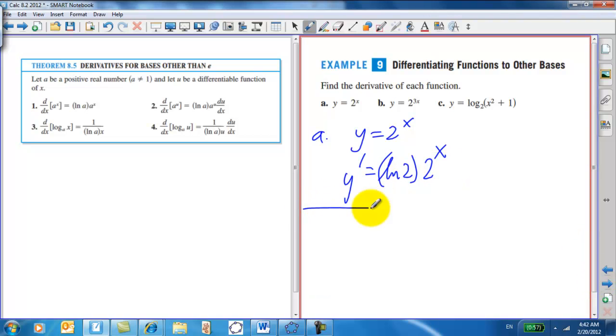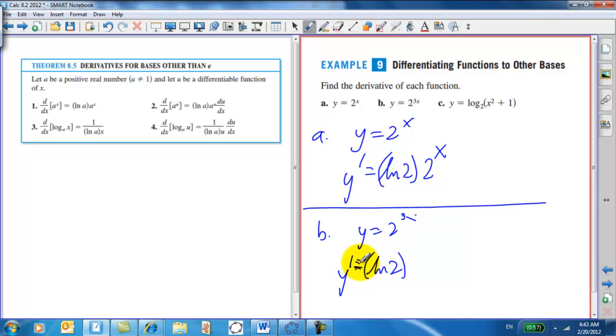For b, y equals 2 to the 3x. The derivative will be the natural log of 2, because it's not base e, we have to multiply by that sort of correction factor, times the original function, 2 to the 3x, but now you've got to multiply by the derivative of the inner function, which is 3. So 3 natural log of 2 times 2 to the 3x power.